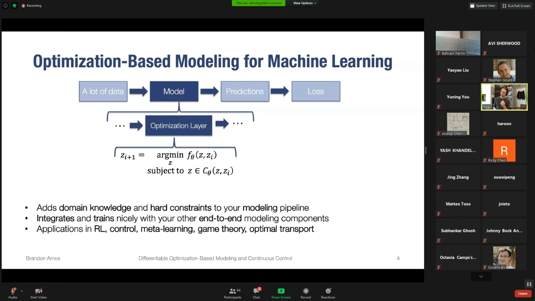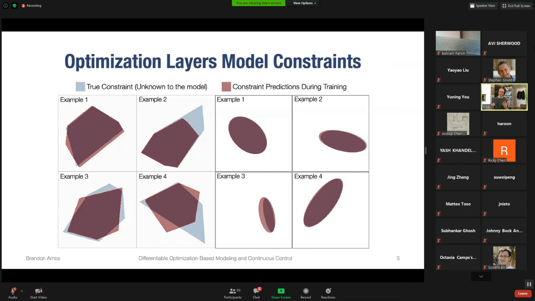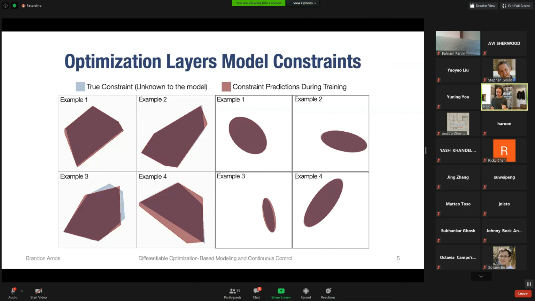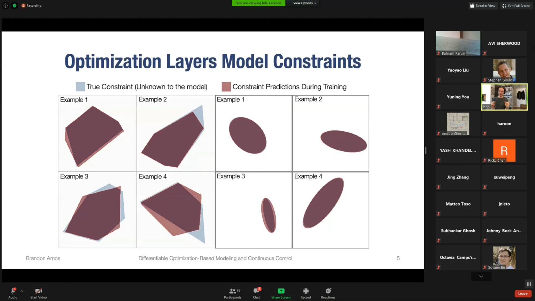But before I do that, I'm going to talk a bit more about some of the foundations and other bits of intuition to make the fundamentals here a bit stronger. So one way of thinking about how you can learn hard constraints in your model is you can imagine your optimization problem has this knowledge of some constraint set, or some parameterized constraint set.